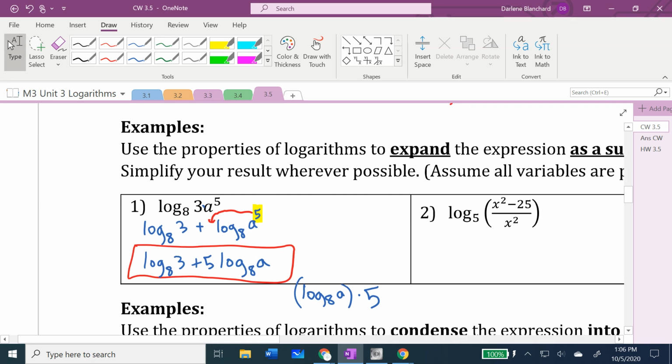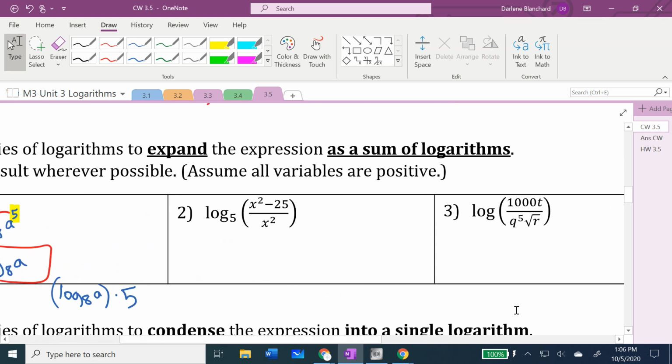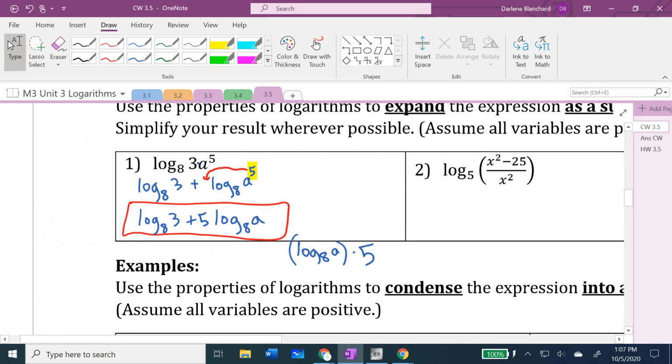All right, next problem, number 2. Can you put it in front? Oh, you cannot put it in front of this logarithm. That exponent is only for the a, it is not for the 3. So only the logarithm that has a inside of it gets to have the multiplication by 5.